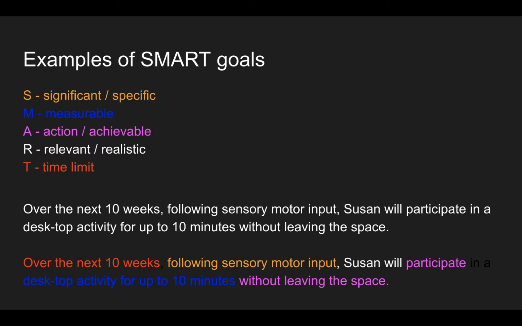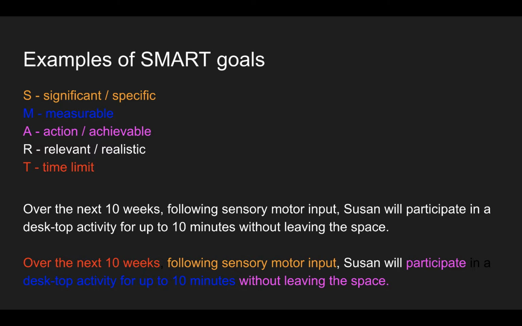Susan is the individual, and we want her to be able to participate in an activity without leaving the space. That is going to be the action. That's the verb. What we want her to be able to do is participate in the activity for up to 10 minutes, which is measurable. We want to know how long she is able to participate in that desktop activity.